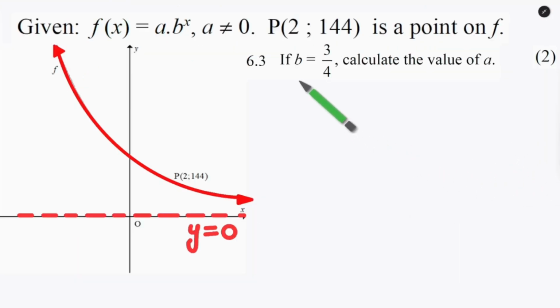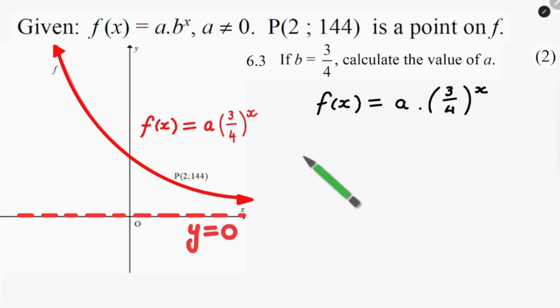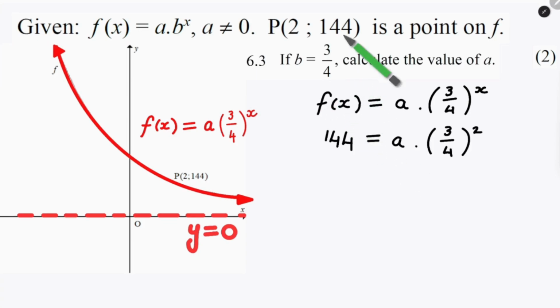In 6.3, we are given the b value. It's 3 over 4. And with that, we need to calculate the value of a. So we're going to replace this b with the value they supplied to us. And then to get missing stuff in my equation, I need to sub in a point. So I'm going to sub this point into this graph, and we do it just like this. f of x is a fancy placeholder for the y value. The y value is 144, so I pop that in there. And then this x, I simply change to this x value of 2.